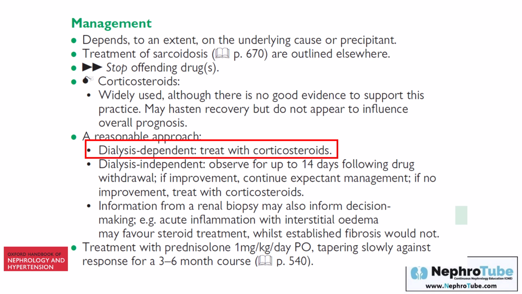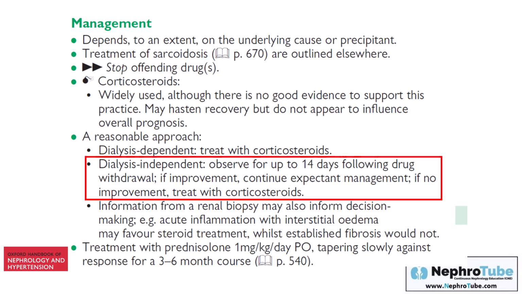It says that if the patient is dialysis dependent, and there is an indication for dialysis in the case of acute interstitial nephritis, treat with corticosteroids. If the case is dialysis independent, observe the case for 14 days following stop of the offending drug. If there is improvement, continue observation. If not, you can start corticosteroids. There are multiple approaches, as I said, for the use of corticosteroids. You can use what you like, but usually corticosteroids are widely used.